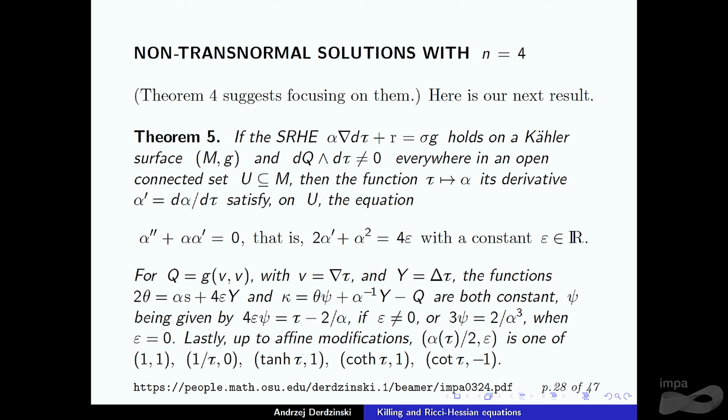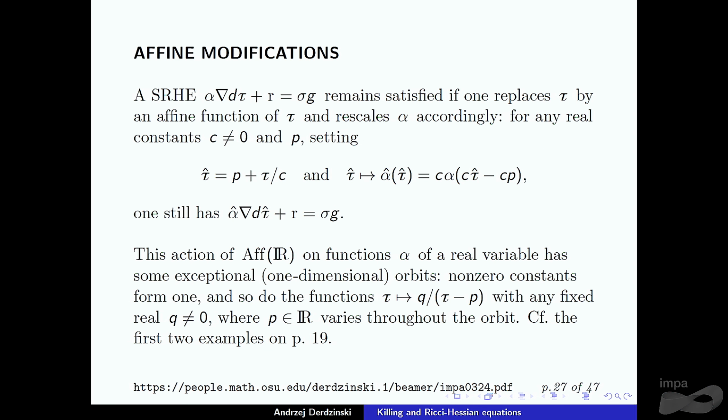What are these 5 possible types? I say here up to affine modifications, so I need to mention what these affine modifications are. What do affine modifications mean? If you have such a special Ricci-Hessian equation, in the function tau you can perform an affine substitution. Replace it with an affine function of tau, and of course the equation will still hold once you apply a correcting constant factor in front of alpha. That means your equation will still be satisfied if tau is replaced by something like this, where c is a non-zero constant, p is a constant, and then alpha as a function of tau has to be replaced with alpha hat as a function of tau hat, given by this formula.